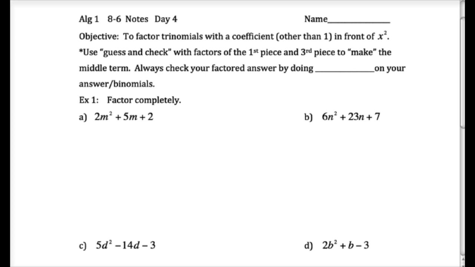All right, we're going to factor trinomials with the coefficient in front of that x squared. It's a little bit more difficult. You got to have good number sense. Okay? You got to show a little bit of work. All right, we're going to use again that guess and check. Guess and check. Okay? But now you're going to find factors of the first piece, factors of the third piece, and you are going to make the middle term.